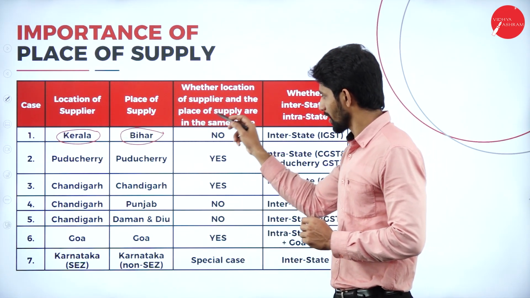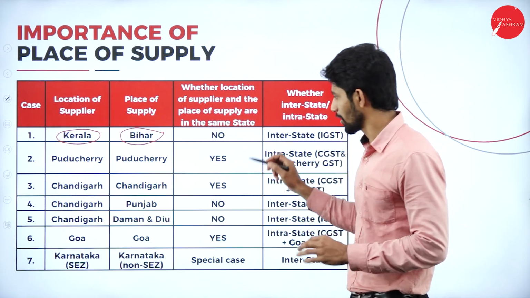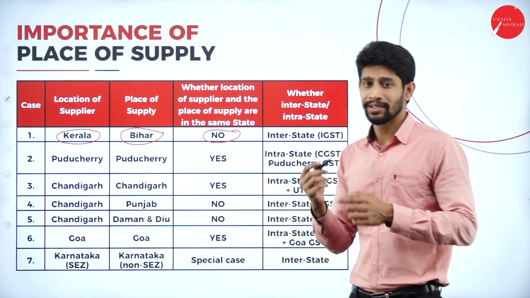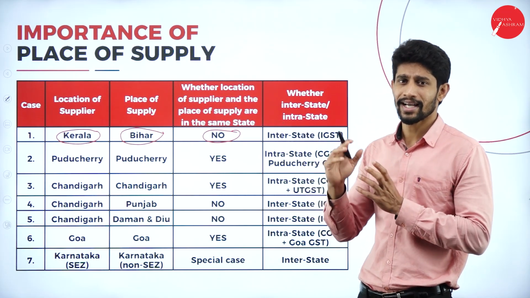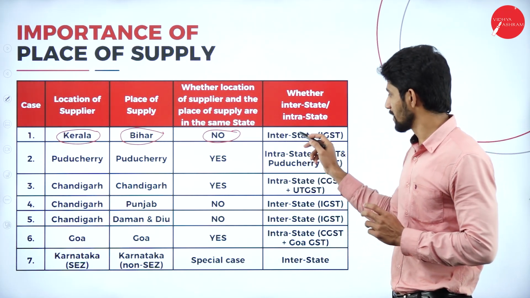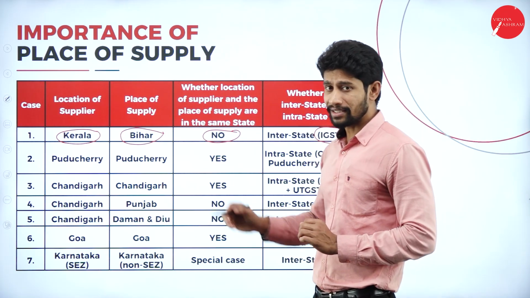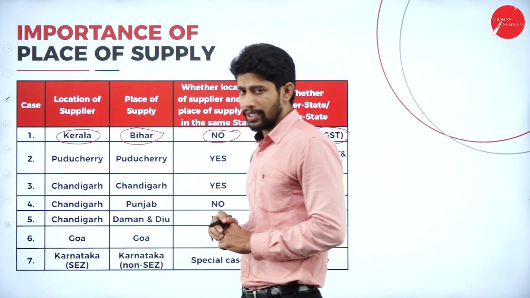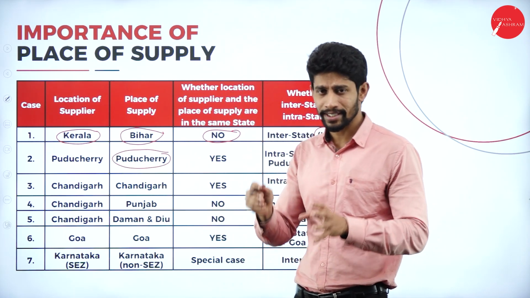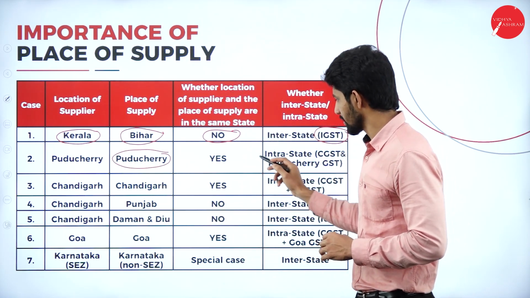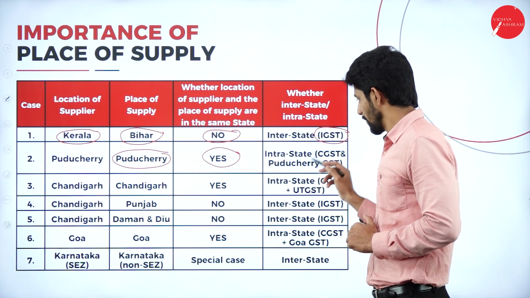So are both in the same state, the supplier as well as the recipient? No, they are not in the same state. So what kind of transaction is it? It is an interstate transaction, that is, a transaction between two different states. So for an interstate transaction, the type of tax applicable is IGST. Next, case 2: the supplier is in Puducherry and the place of supply is also Puducherry. He is in Puducherry and is supplying to Puducherry only. So both are in the same state. Am I right? Yes, they are in the same state. So what tax is applicable?